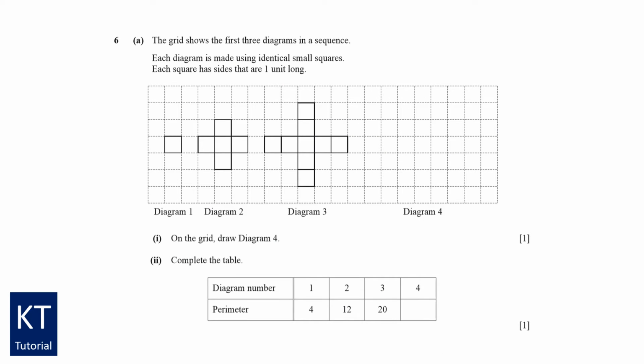Question 6a. The grid shows the first 3 diagrams in a sequence. Each diagram is made using identical small squares. Each square has sides that are 1 unit long. On the grid, draw diagram 4. The drawing in blue represents the required diagram 4. Next, complete the table. The required parameter is 28.